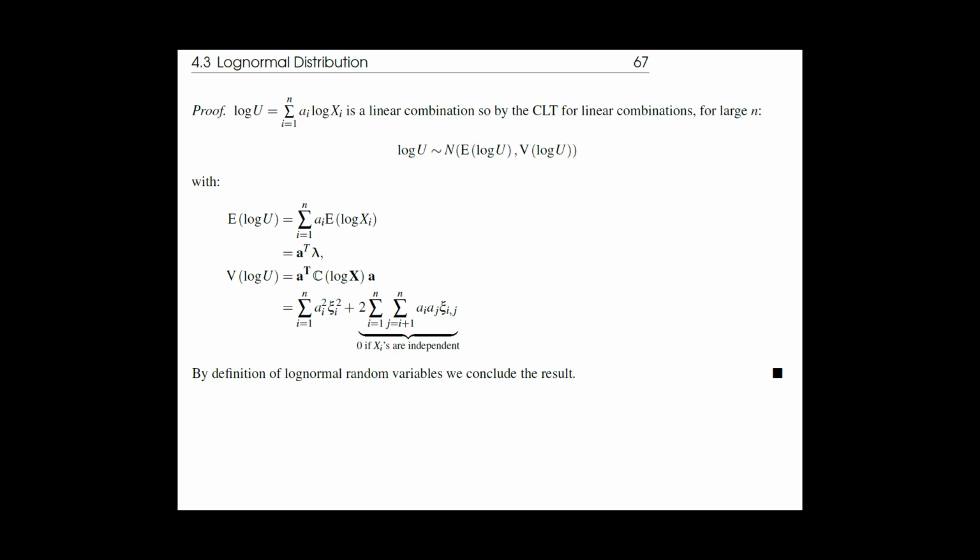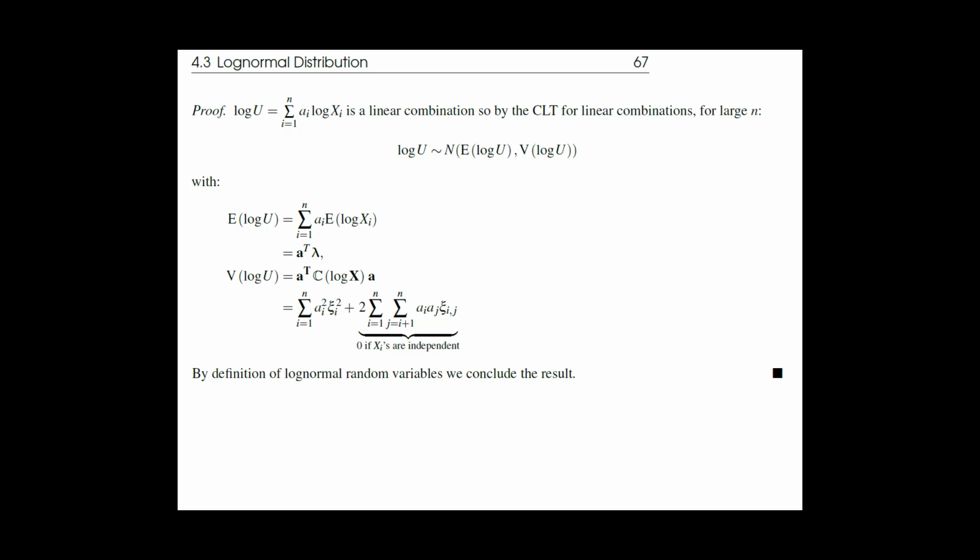Okay, so I'll ask you to please go through the proof and we'll discuss it during class if something is not making sense. But the key is this one.